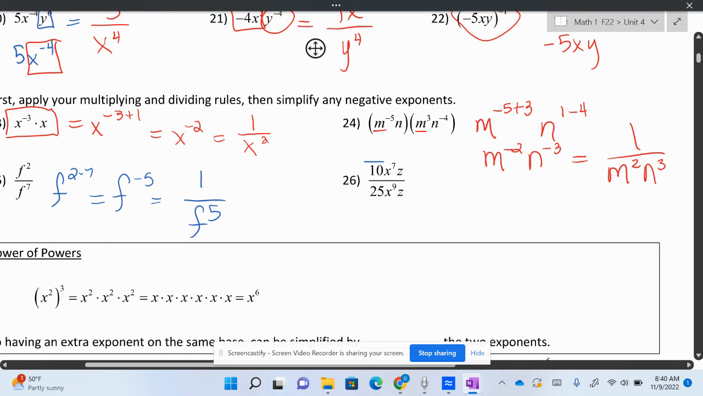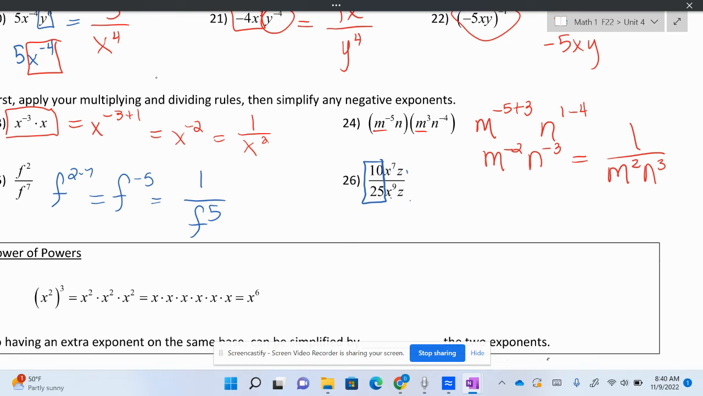Number 26, I'm going to reduce this. I'm going to take care of this and this. So 10 over 25, I'm going to reduce this, divide them by 5. So that becomes 2 over 5. Does everybody see that? Do you see what I did? I divided the 10 and the 25 by 5. So I still have a 2 on the top and a 5 on the bottom. But then this x becomes x to the 7 minus 9, which is x to the -2. That's not happy right there. And this becomes z to the 1 minus 1, which is just z to the 0. So I'll write it here just so we can think about it for a second.